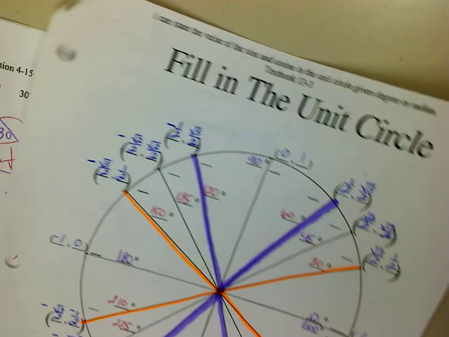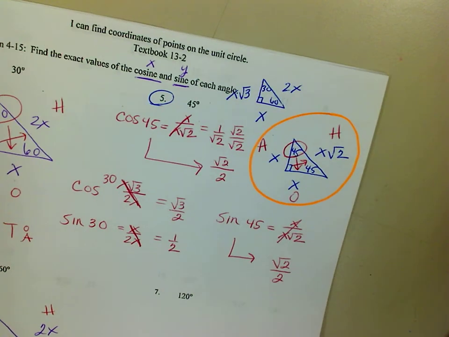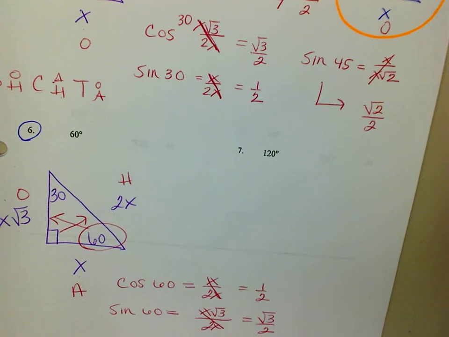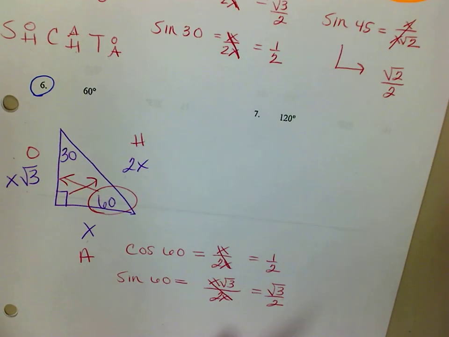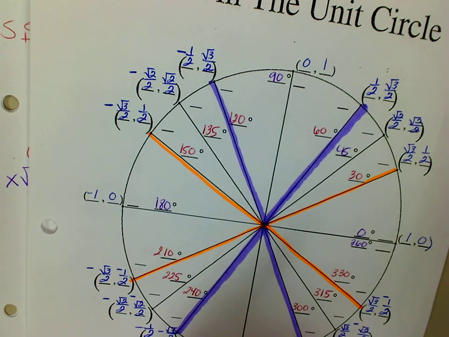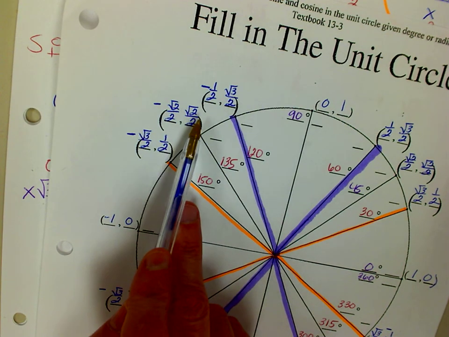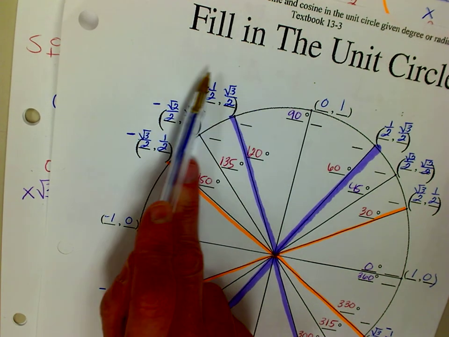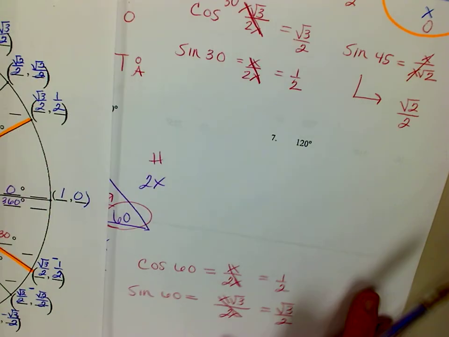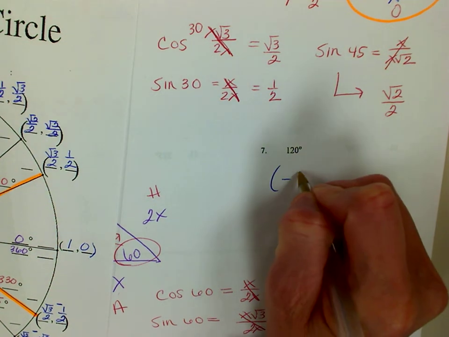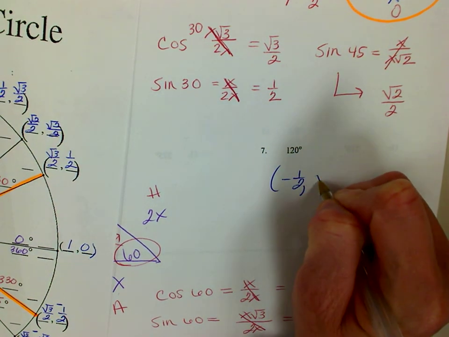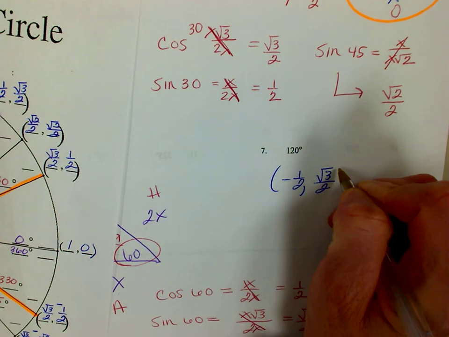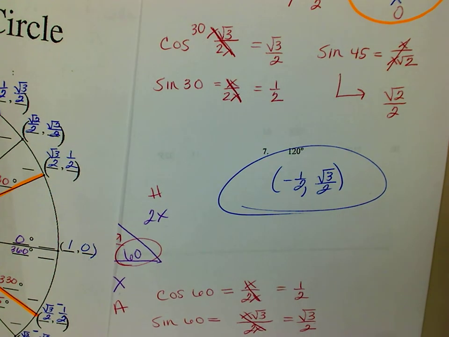I'm going to rip this off. If you want to rip the back of your page off too, you can, just don't lose it. Okay, number 7. So now I don't have to do any of this anymore because it's right on my paper. Here's 120. This is my answer. This is my ordered pair for 120. So negative 1/2, root 3 over 2. That's my answer. That's all you got to do.